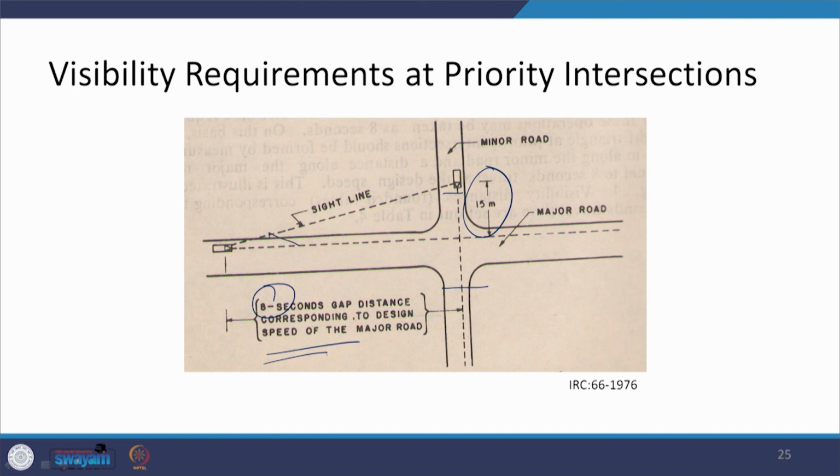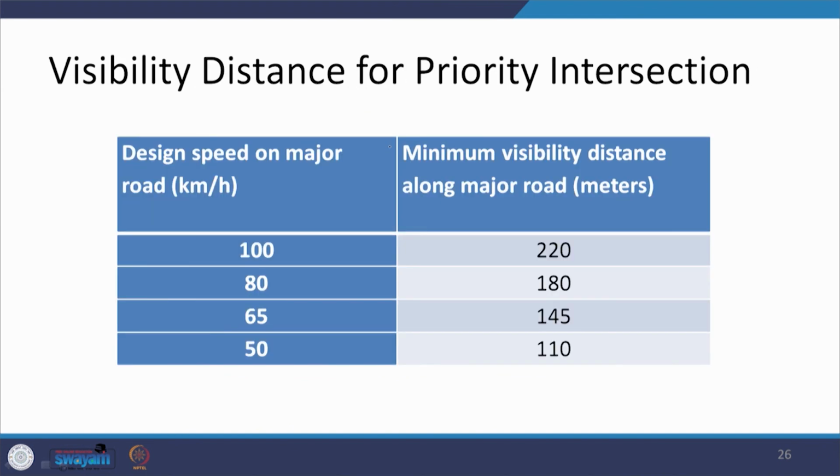So, we get this sight triangle, and again it has to be free of obstruction. If it is not free of obstruction, then again remedial measures need to be taken. In this case, on the major road the distances are like this: for 100 it is 220 and for 50 it is 110. So, they are roughly 2.2 times V, where V is the design speed. This is how visibility can be ensured at uncontrolled or priority intersections.